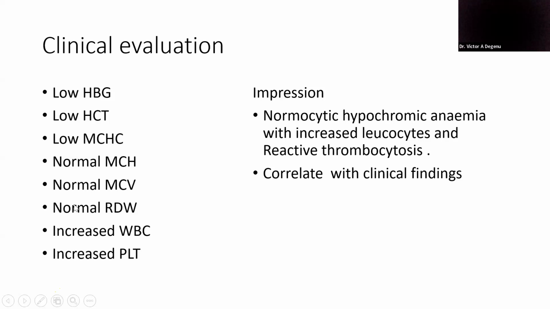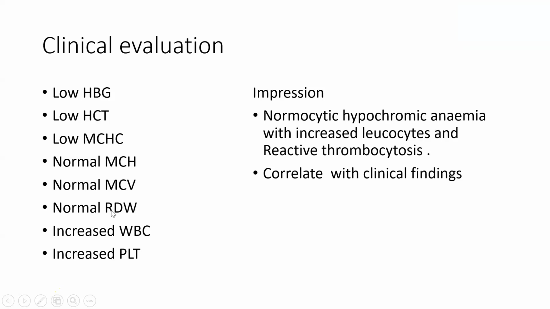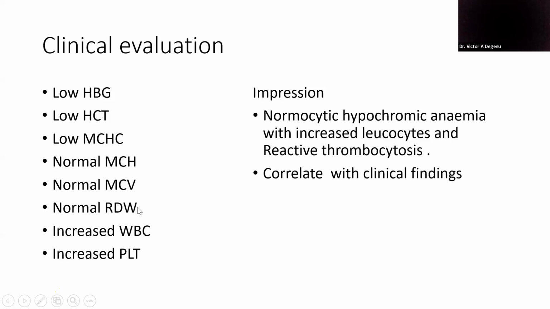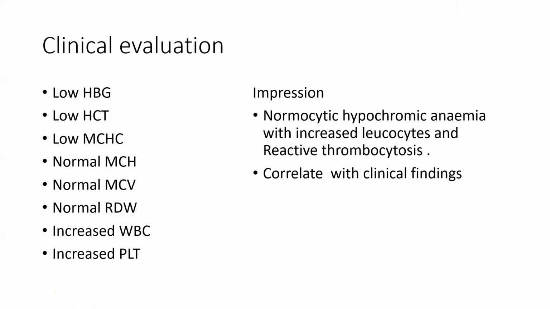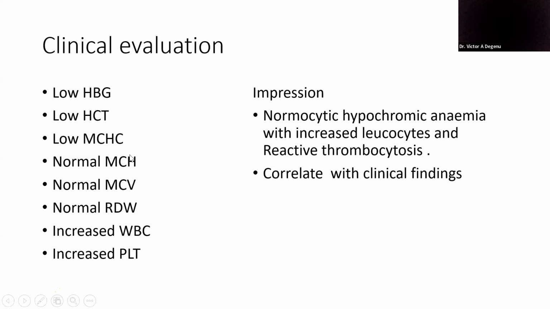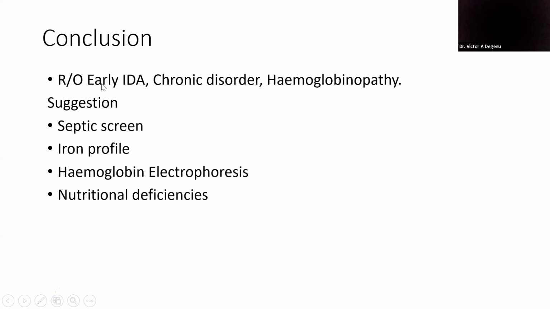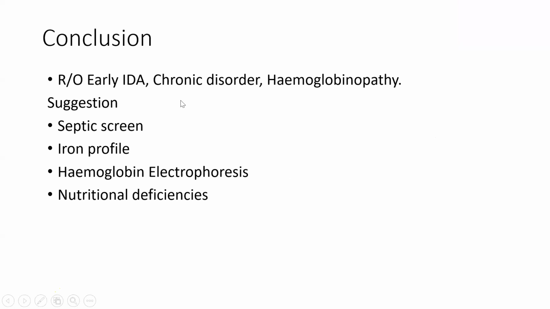But here, the RDW is pointing to us that the cells are normal in size. That is, the degree of anisocytosis is not anything that we can talk about. It's normal. It's all indicative of our suspicion of early iron deficiency. Okay. Any more questions?